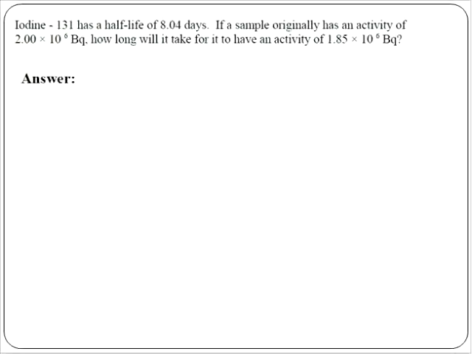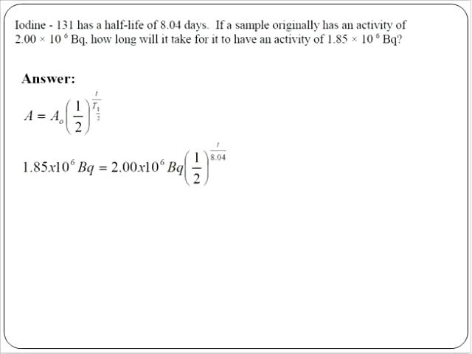Iodine 131 has a half-life of 8.04 days. That's the T1/2. The sample originally had an activity of 2.0 times 10 to the 6. We want to know how long will it take to have an activity of 1.85 times 10 to the 6. Now that's obviously not a full half-life. So here's the way you do it. You start out with the half-life formula, given. Then you plug your numbers in. Now you don't have to put the units in if you don't want to, but you can if you like. It's up to you. So there it is. The original amount was 2.0 times 10 to the 6. The amount remaining is this. Time we don't know, but the half-life is 8.04. We do know that.